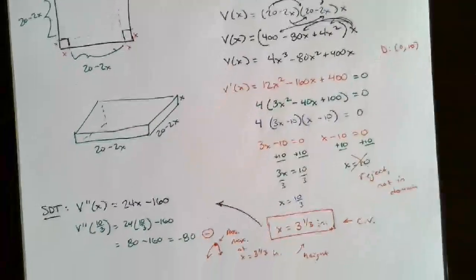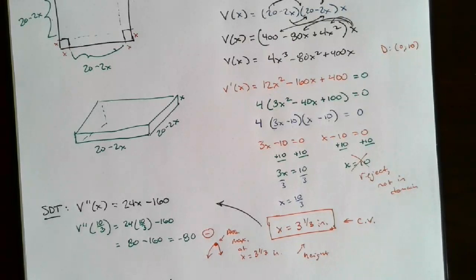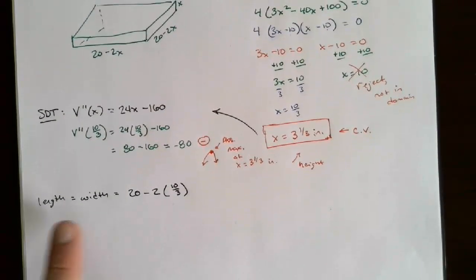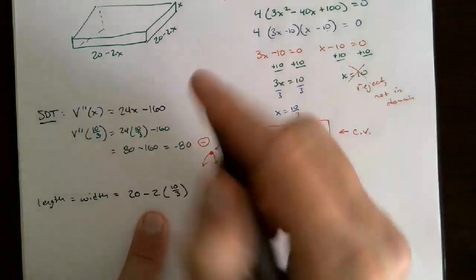And now we want to find the length and the width. So the length, which is equal to the width in this case, won't always be, but in this case they are, was 20 minus 2x, was 20 minus 2 times x, which was our 3 1/3. You might want to write it as 10/3 just as you simplify this. So the length is equal to width, which is equal to 20 minus 2 times x.